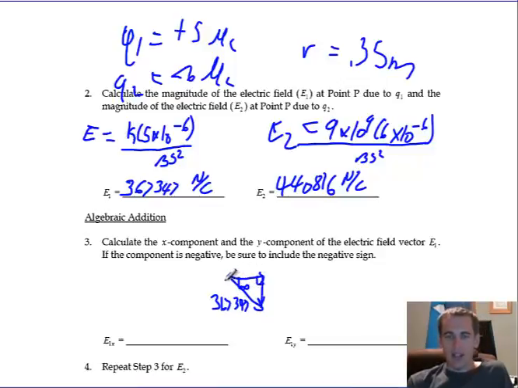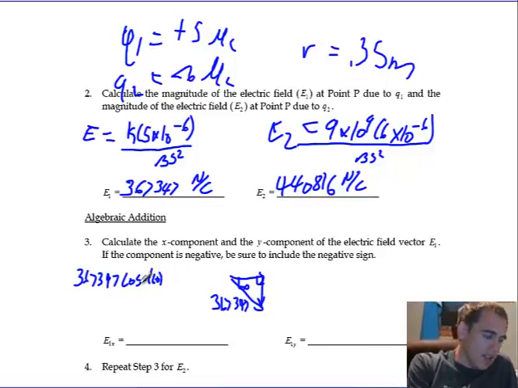Well, this is a right triangle. We want the adjacent side, so 367,347 times the cosine of 60. Adjacent over hypotenuse is cosine, so the adjacent side is going to give us that answer. So 367,347 times the cosine of 60, making sure that we are in fact in degrees. Let me check that real quick. Mode, degrees, awesome. And that gives us 183,000.